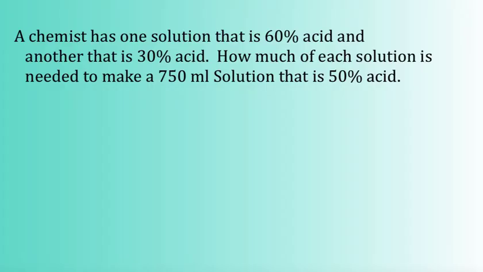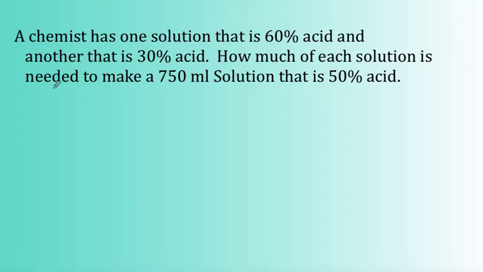Now on this next one, why don't you try it and then press pause and see if you got it right. A chemist has one solution that's 60% acid and another that's 30% acid. How much of each solution is needed to make a 750 ml solution that's 50% acid?